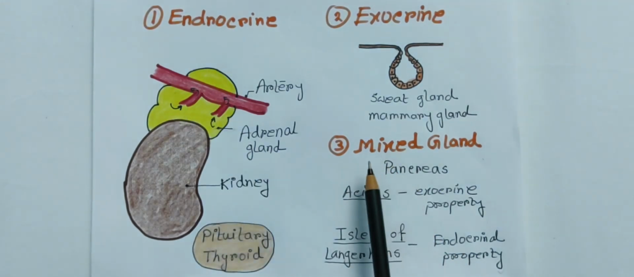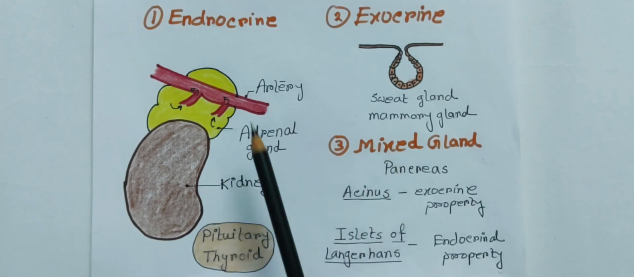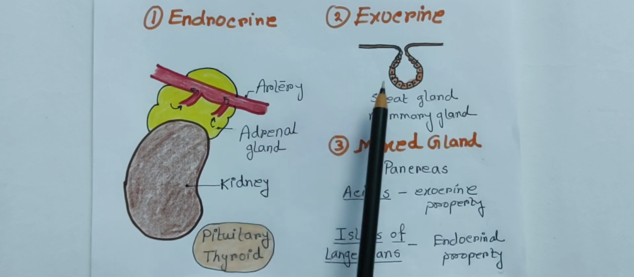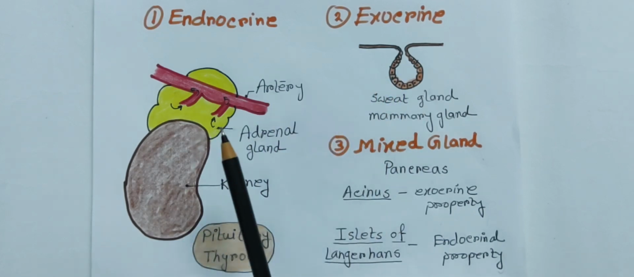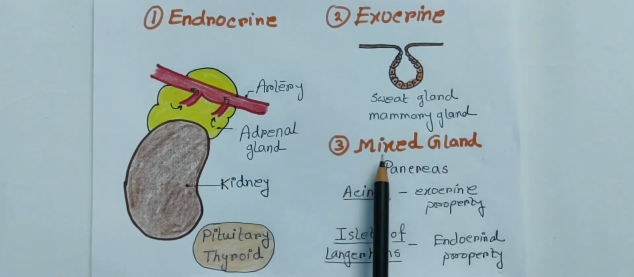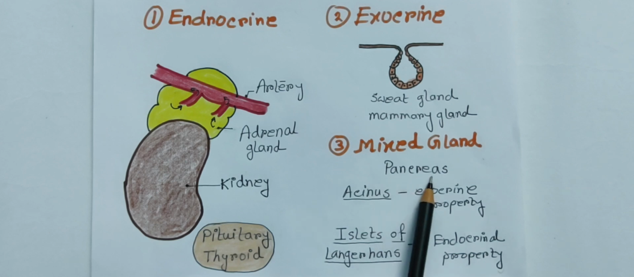Okay, now this is the third type, that is the mixed gland. Mixed gland means they have both properties, that means they act as an endocrine as well as an exocrine gland. Both properties come under the mixed gland. An example of a mixed gland is the pancreas.